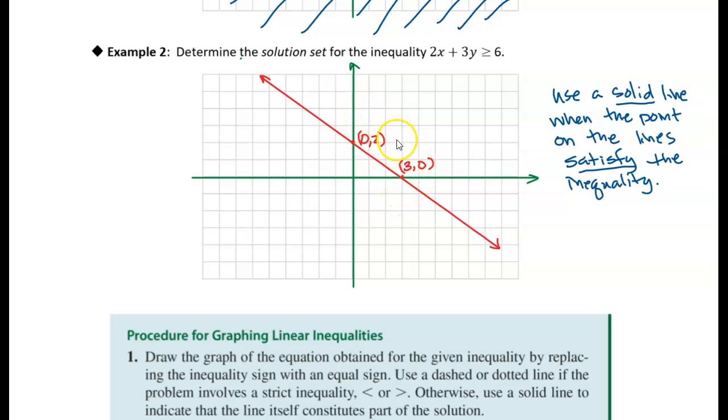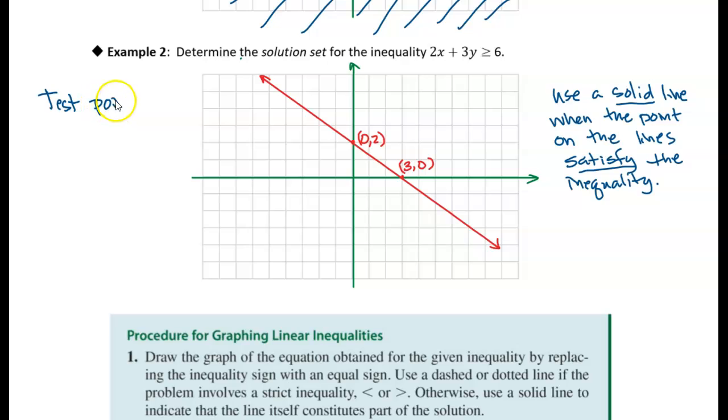All right, so again, we know that this line divides the Cartesian coordinate plane into two parts. On one side, we get points that, when we put them into this expression, give values greater than 6, and on the other side, we get points that, when we evaluate them, are less than 6.